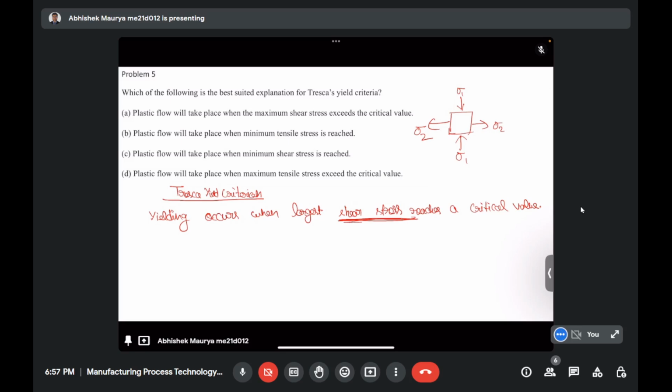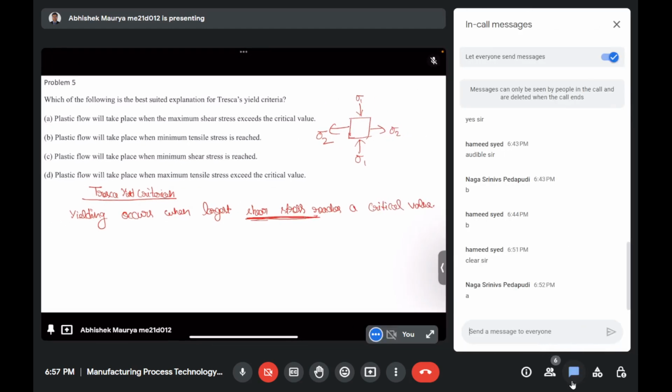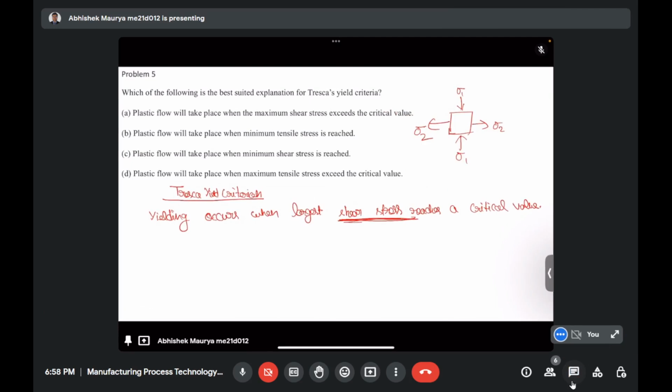Can any of you please write in the chat box what you think? Will the material deform or not? Anyone? Okay.